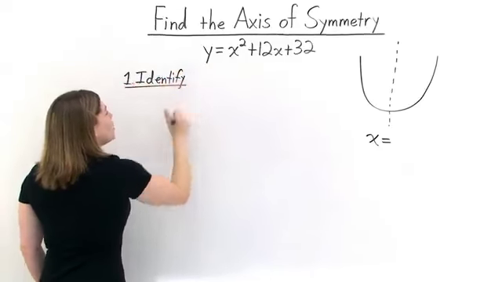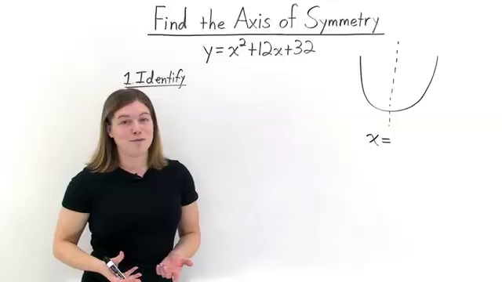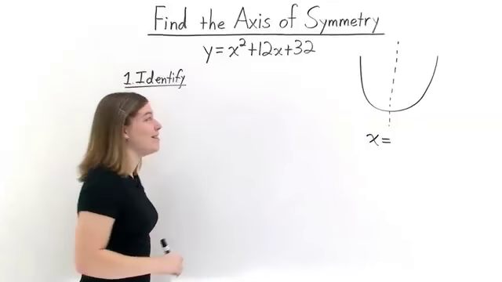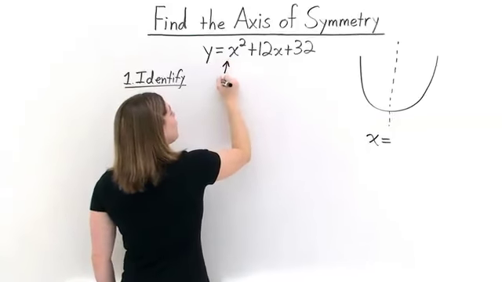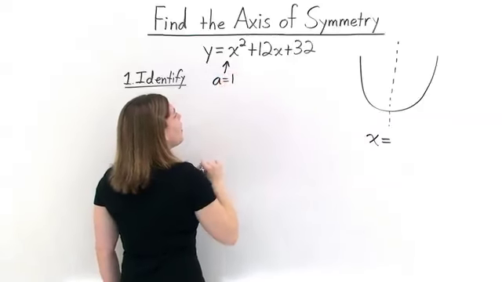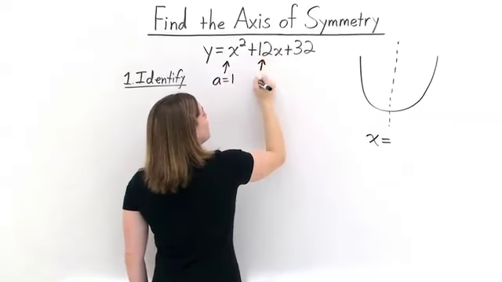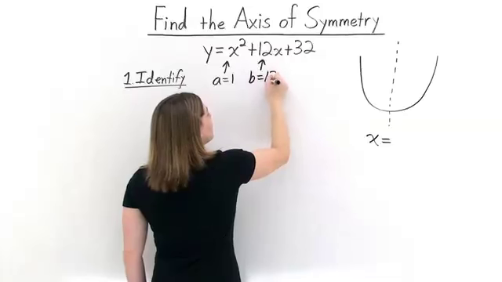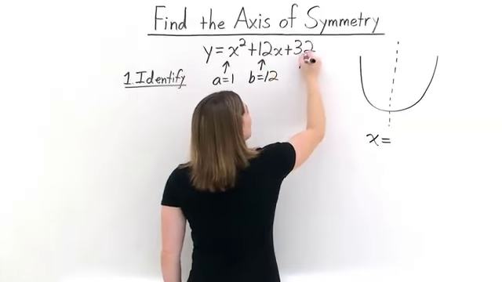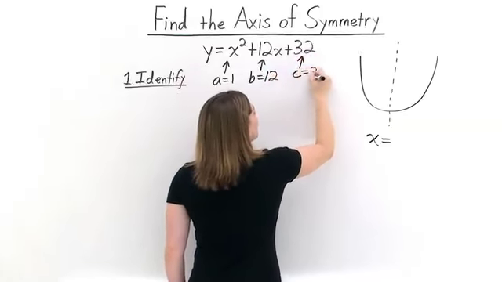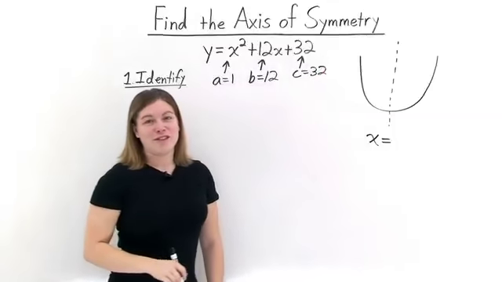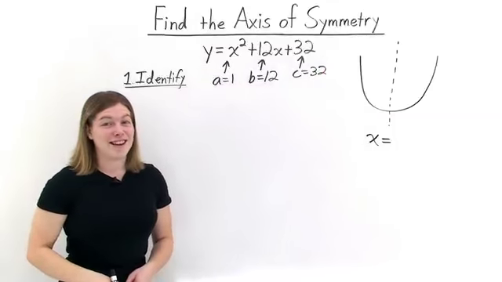Now if we look at our equation, we can see that it's in standard form. So finding a, b, and c is pretty easy. A is the coefficient in front of x squared, so a is equal to 1. B is the coefficient in front of x, so b is equal to 12. And c is the number that sits on the end, so c is 32. Now we have a, b, and c.